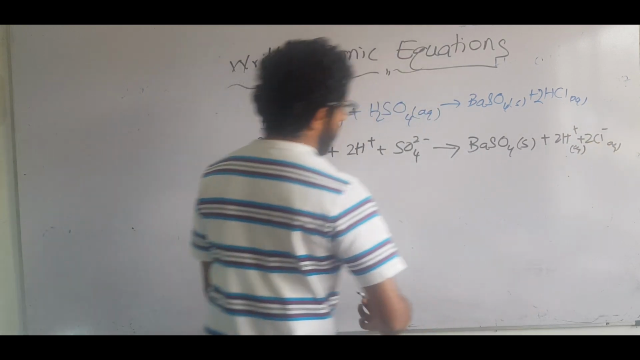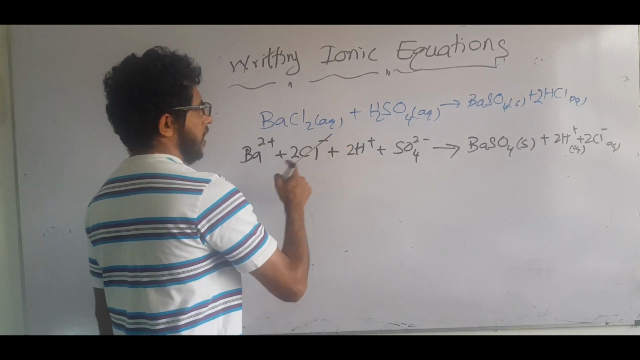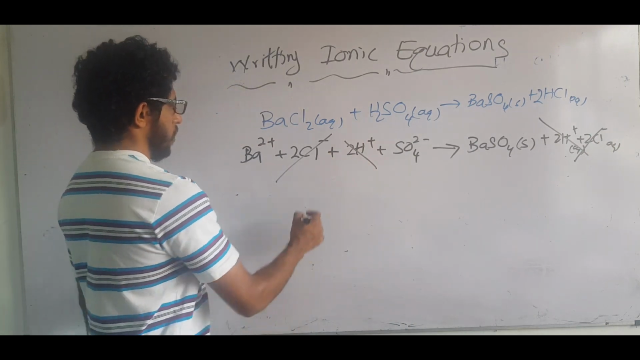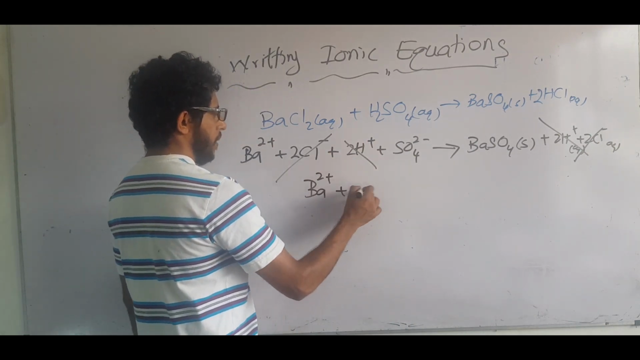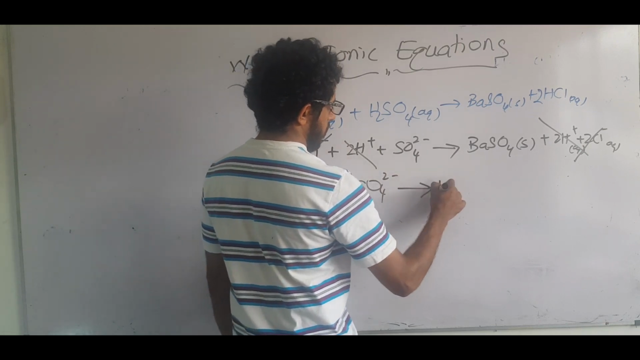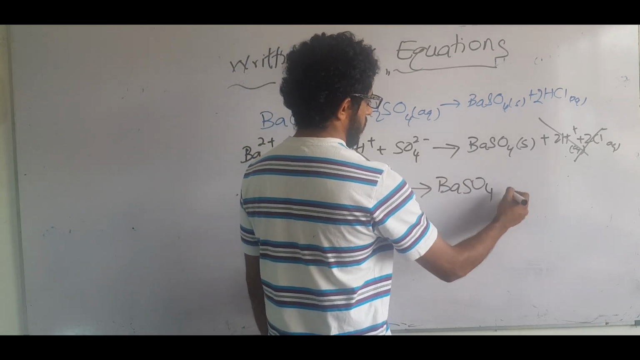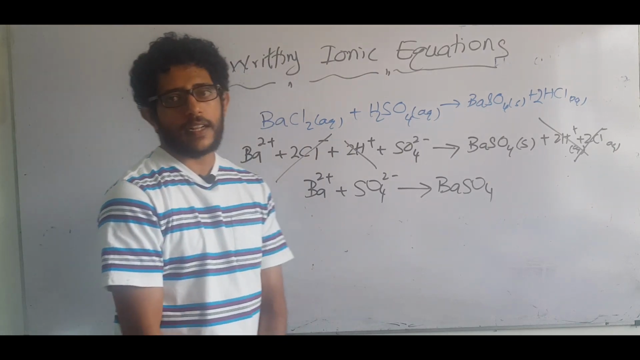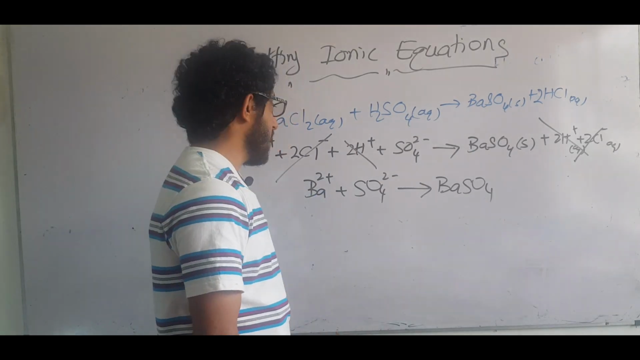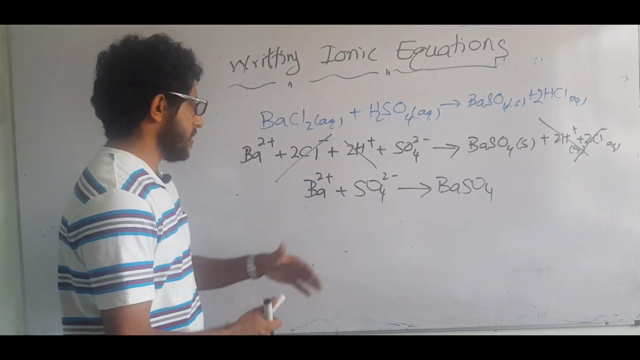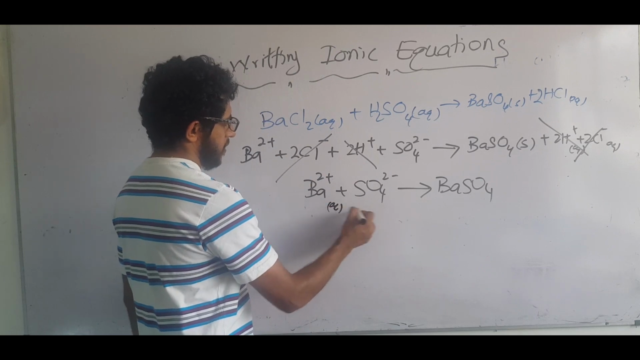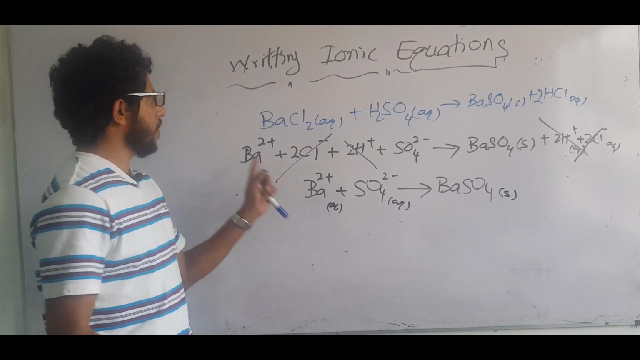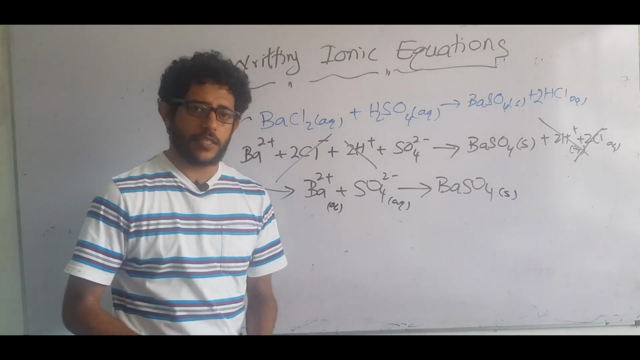Then what you do is cancel off the common ones. 2 Cl minus cancels out with this 2 Cl minus, 2H plus will cancel off with this 2H plus. So, the remaining part would be the ionic equation. This is how we write ionic equations. You can't separate solids, liquids or gases, you can only separate aqueous. So, barium 2 plus aqueous, sulfate aqueous, barium sulfate solid. This is the ionic equation of this chemical reaction, right.